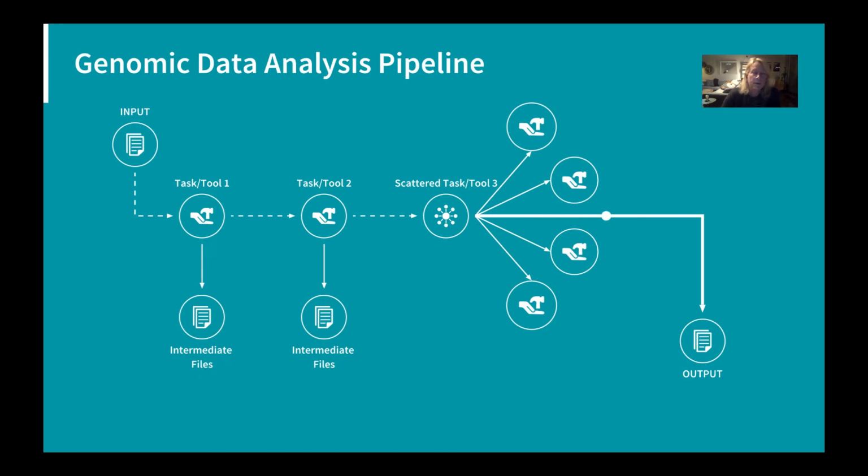If we overlay this pattern onto genomic data analysis, you still have the input and the output. We have the tasks, but oftentimes there'll be intermediate files that are saved, because they're needed for the tools or they're needed for compliance. And then take note of tool number 3 here, which is scattered. This is a typical pattern. It's called MapReduce or scatter-gather, and the idea is you have some computationally intensive task in your pipeline, and you need to scale out.